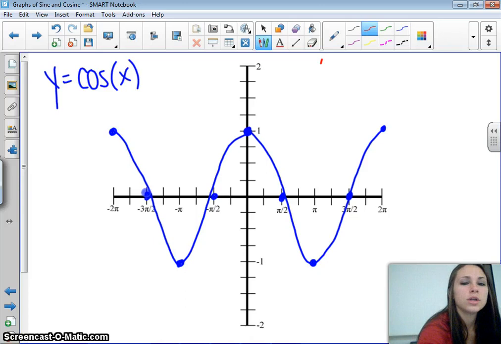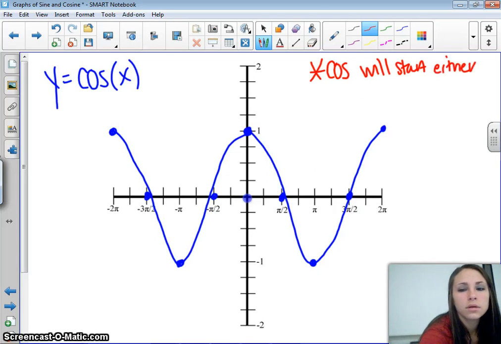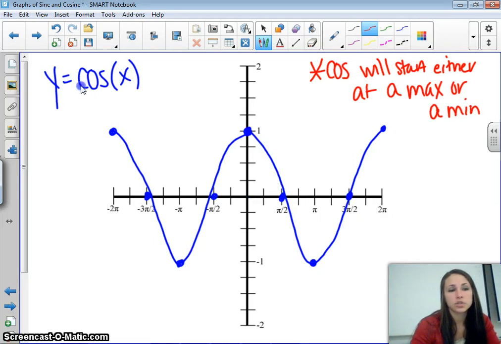And so one of the things you need to note is that cosine will start, and when I say start, I mean the first point at 0. So at 0, it's either going to go up to a max or down to a min. Okay, cosine, when I say start, I'm not talking about out here to the far left. I'm talking about right here at 0. So what's it doing at 0? It's going to start either at a max or a min. It's going to start at a max if we just graph the regular cosine. If I were to put a negative out front, that would flip this and it would start down at a min.